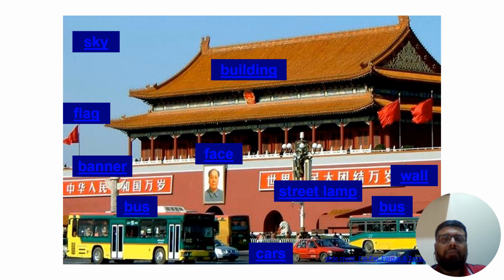So for example, in this image there is a sky, a flag, a banner, then a bus, a face, a building, a street map. So it can easily be identified with all these things.